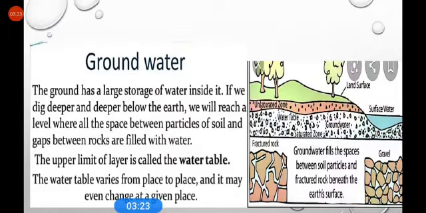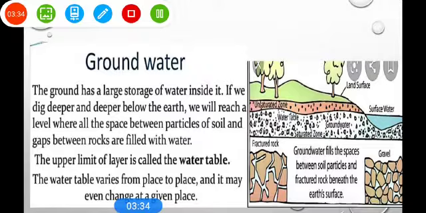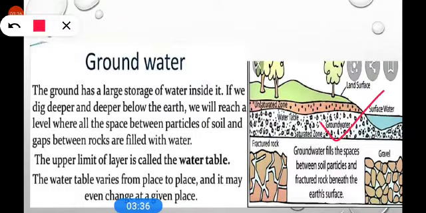Now, what is groundwater? Groundwater is the water that seeps deep into the ground as shown in the figure. Clear? The ground has a large storage of water inside it. If we dig deeper and deeper below the earth, we will reach a level where all the space between the particles of soil and gaps between rocks are filled with water.